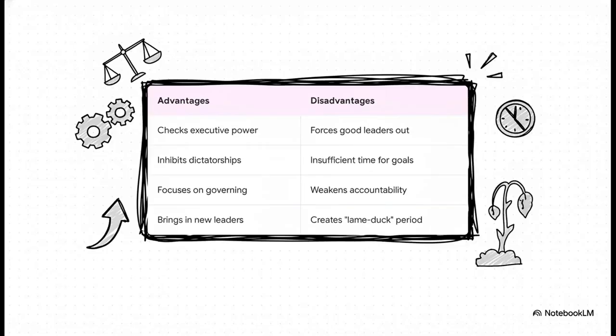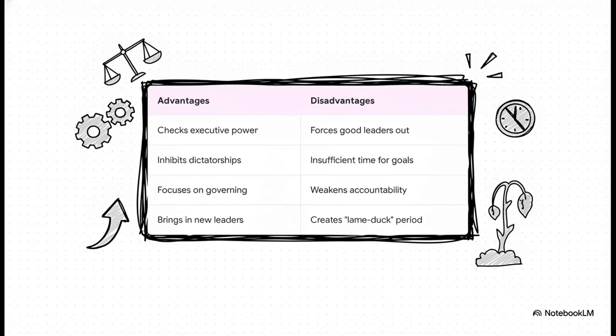And man, is there a debate about this. On the one side, term limits are great, right? They keep power in check, they stop dictators from taking hold, and they bring in fresh faces with new ideas. But on the other side, you might be forcing a really good, popular leader out of office just because their time is up, and it creates what's called a lame duck period.